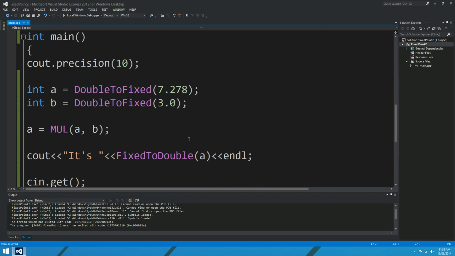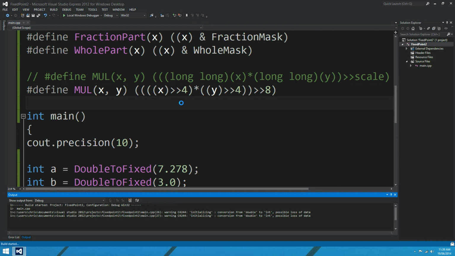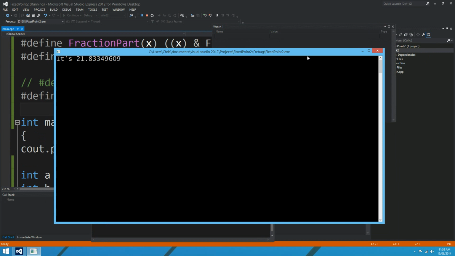less range. Our input values won't be able to be that high. They won't have as big a range as before, but we will have more precision. I hope that makes sense. Let's have a look. Oh, well, there you go. It gives you 21 anyway.